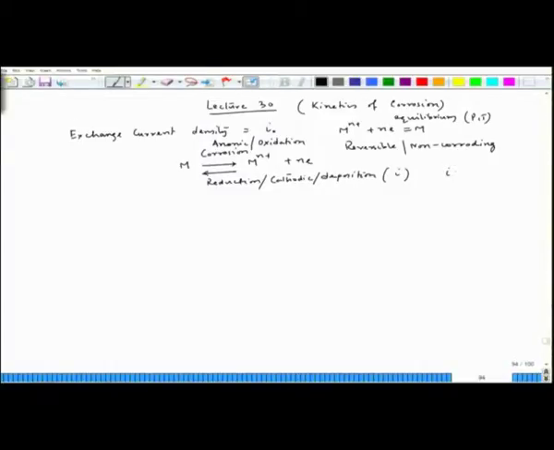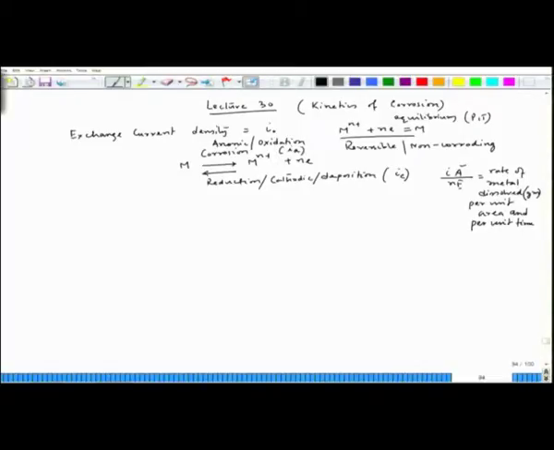Since we have seen that I A divided by n F is nothing but the rate of metal dissolved in gram per unit area and per unit time, where A is the atomic weight of that particular metal, n is the number of electrons that participate in this reduction or oxidation reaction, and F is 1 Faraday. So, this particular term we call IC and this one IA.